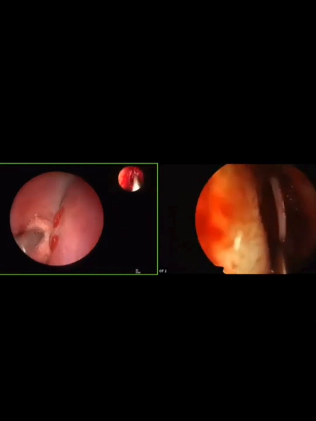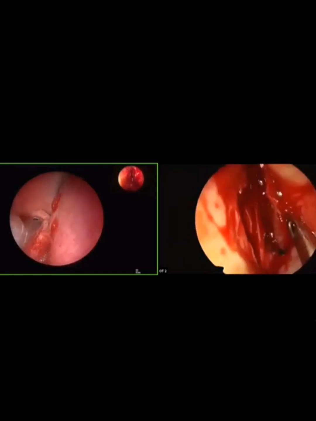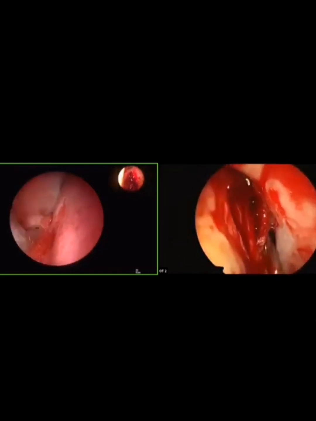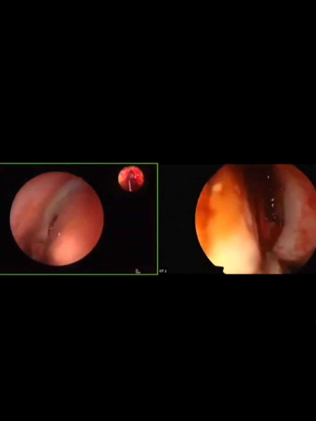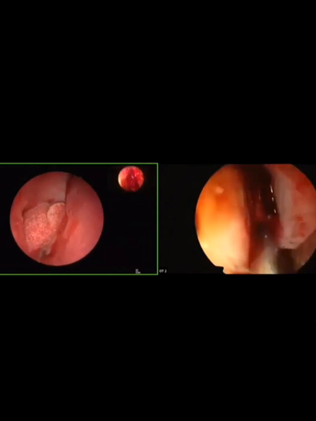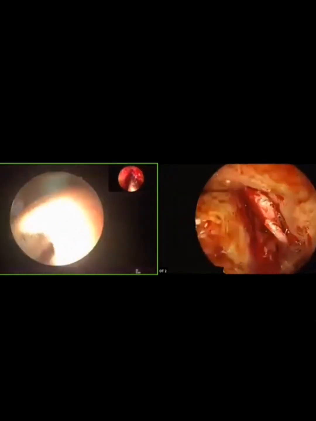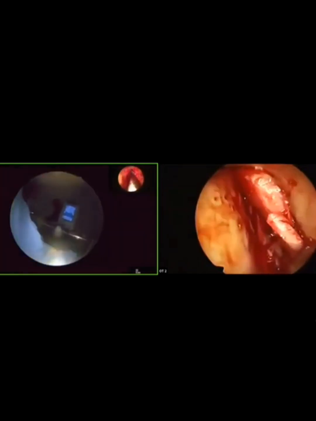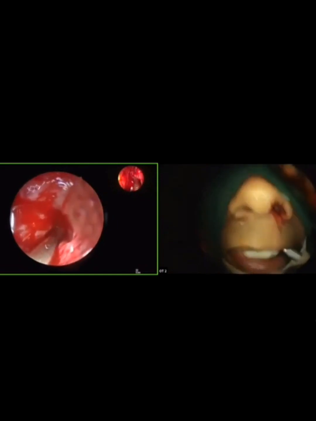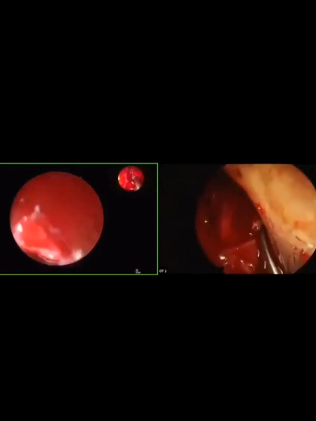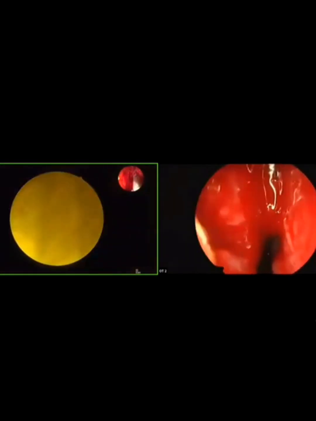You can push the Merocel gently to break the septae. But gently. We can push Merocel, but gently. In this case, the cribriform is Keros 1 or 2, as per the CT scan. Suction. 60-degree blade, upward.